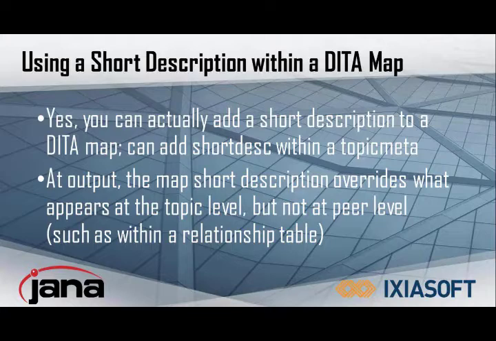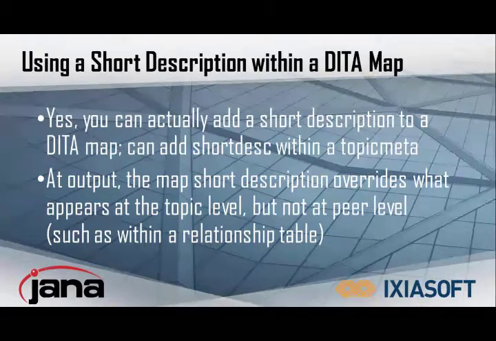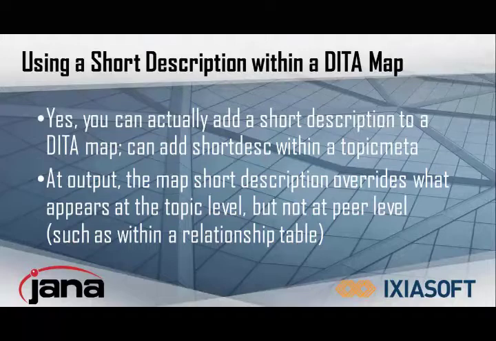Basically, the way it works is that if you have the topic meta element used within your map structure, one of the allowable elements within topic meta is short description. So that's where you can add it within a map. And what this does at output is that the map short description basically overrides what tends to appear at the topic level, but not at a peer level.